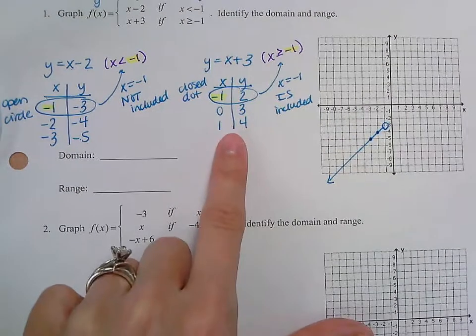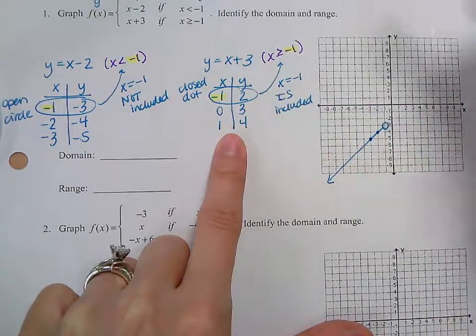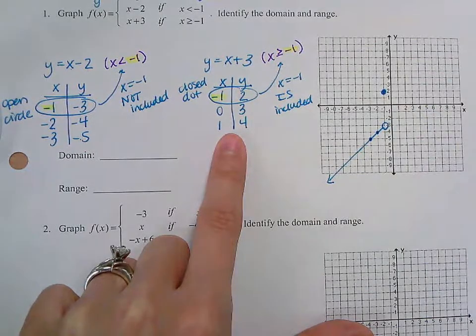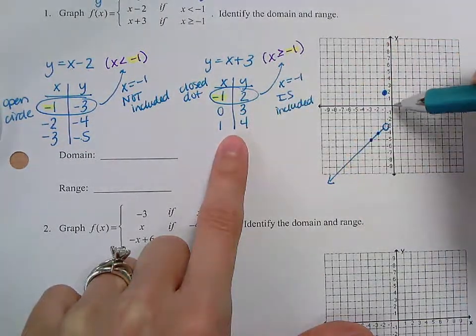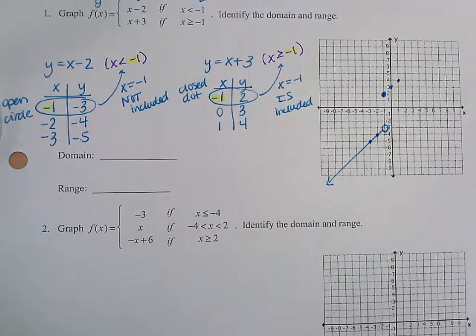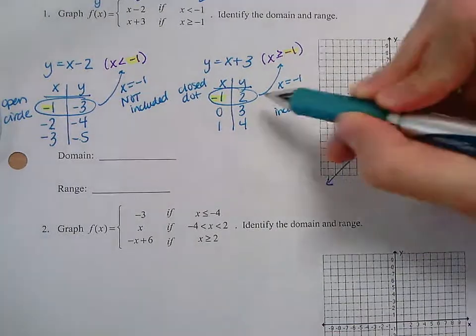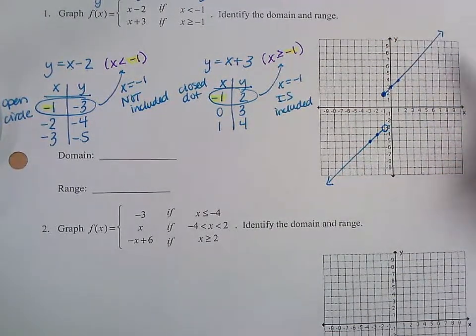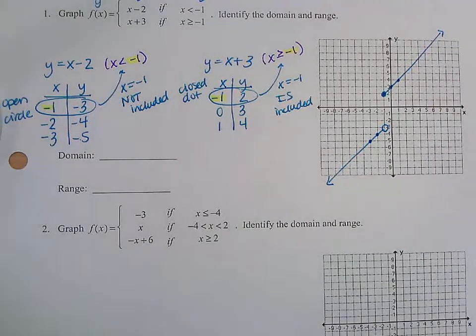Then I do the same thing for the x plus 3. I plot the end point, so -1, 2, and that is a dot. And then the 0, 3, and the 1, 4. And I draw another ray. So I start at my end point of -1, 2, and I draw a ray. This one is extending up and to the right. That is the graph of that piecewise function.